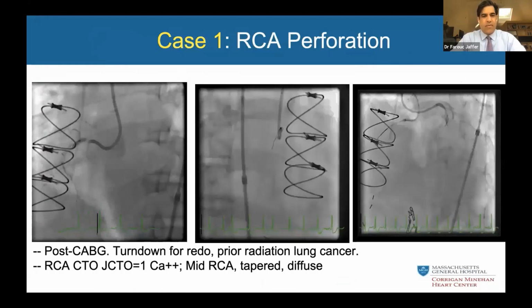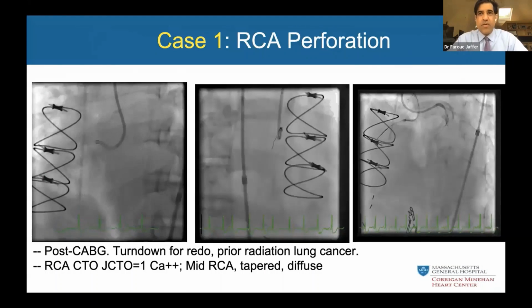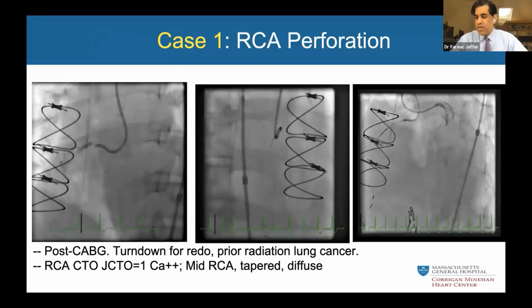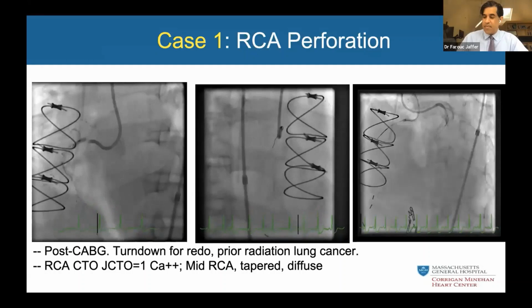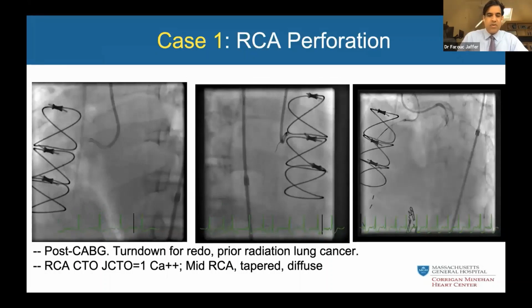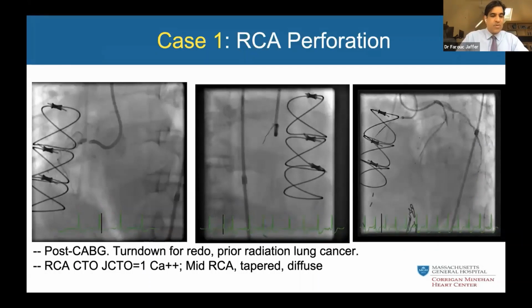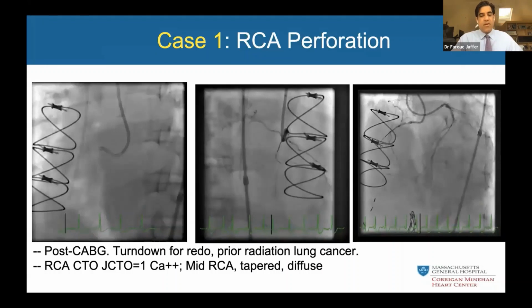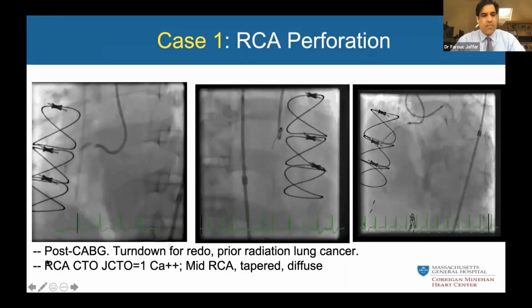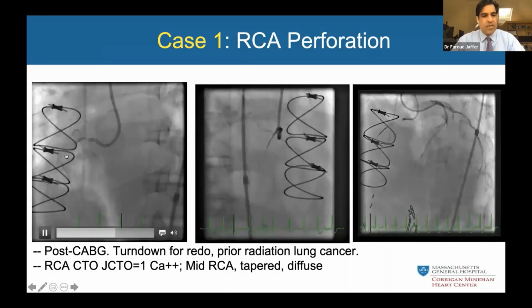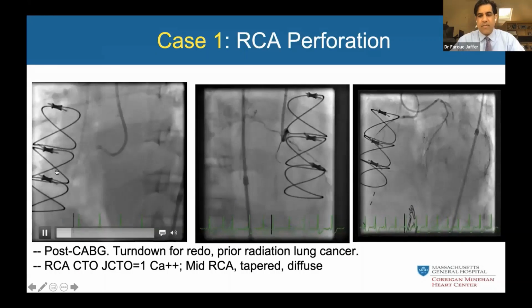So here is a case of an RCA perforation. It was a post-CABG right coronary total occlusion, and this was a turn down for redo CABG because he had prior radiation and lung cancer. The JCTO score was 1 really for calcium. The mid-RCA was tapered and diffuse. It was not a particularly complicated one to wire in this zone, about 15 millimeters.